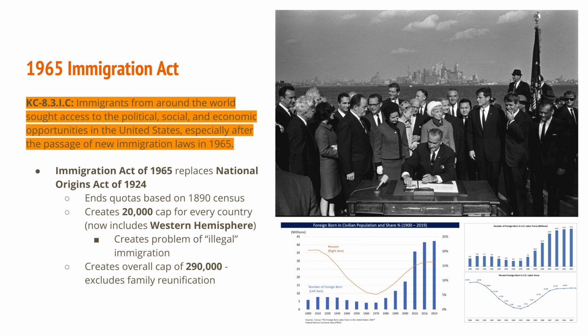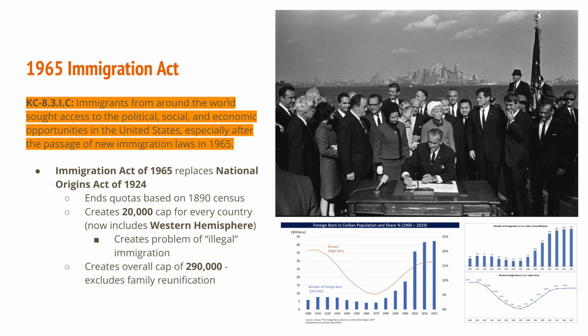And then the second thing that it does is that it creates the problem of illegal immigration. Remember that the Western Hemisphere countries had not been subjected to a cap in the past, and so you had a lot of Latin American immigrants coming from Mexico and Central America that would go to the United States to work for several months and then take the money that they earned and go back to their home countries. It was a seasonal migration. We call these immigrants birds of passage in the past.